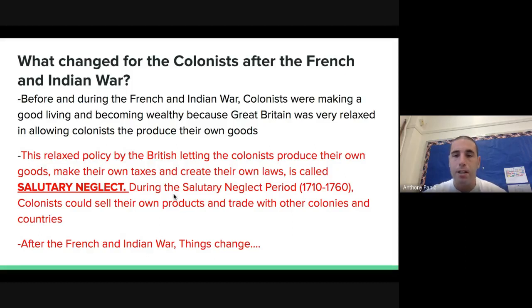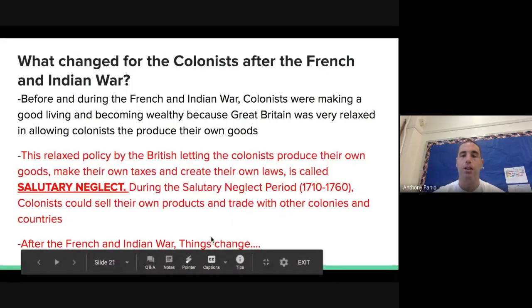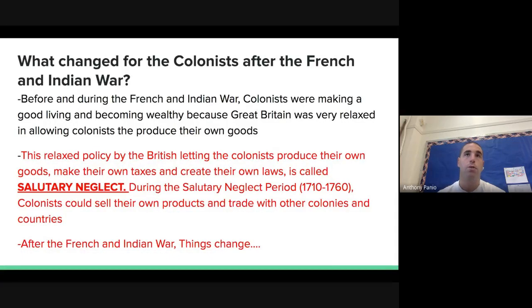During the salutary neglect period, colonists could sell their own products and trade with other colonies and countries. So this was very good for the colonists at the time. For 30, 40, 50 years, colonists are getting used to living their life in a certain way. Just like in class, if every day you're chewing gum and Mr. Panio's not bothering you, you're fine. You're going to keep chewing gum. It's not really a big deal to you, and it's not really a big deal to Mr. Panio. You're going to keep doing it. So this is what happens.